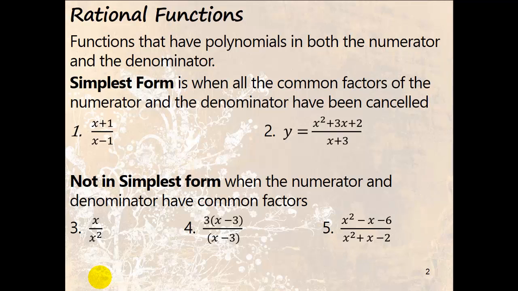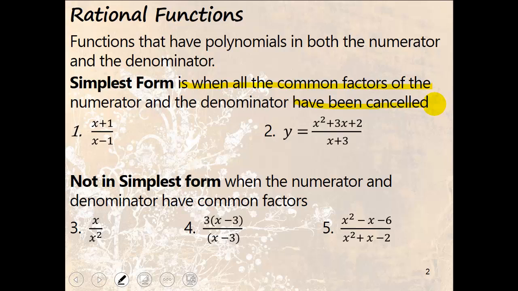So here we go. Remember that rational functions have polynomials in both the numerator and the denominator. When we were graphing a rational function, we would factor, and then we would cancel common factors in both the numerator and the denominator, thereby making an equivalent expression. The ones that have the common factors canceled, those rational expressions are in simplest form. Simplest form is when the common factors of the numerator and the denominator have been canceled.